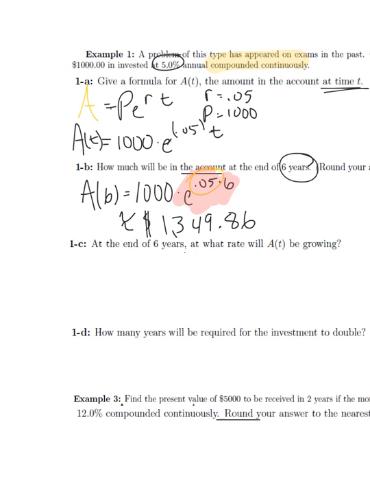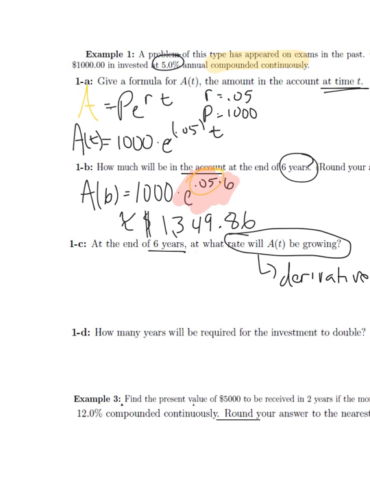All right, the next type of problem, which is one I really like, I guarantee if we have a test over this, which at this point I don't think we're going to have a test over this, but if we do, this next question will be in there. At the end of 6 years, what rate will we be growing at? Anytime you see a rate of growing, this is, again, our favorite thing in this class. We take the derivative.